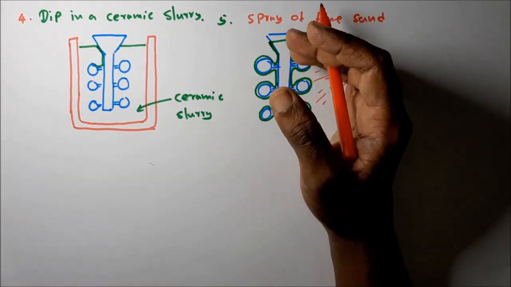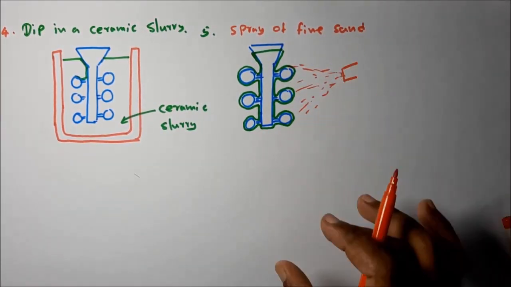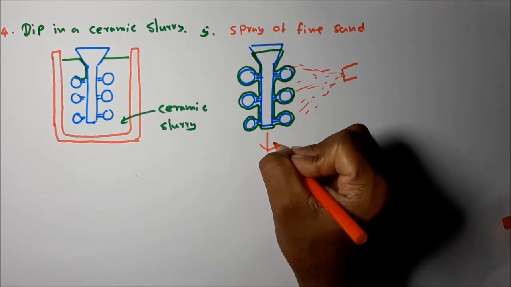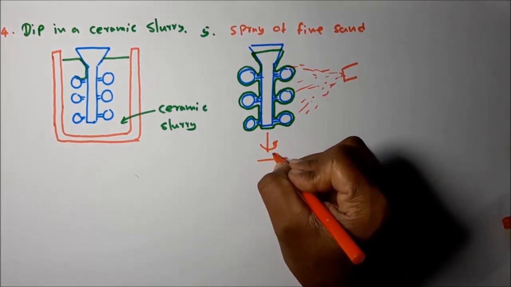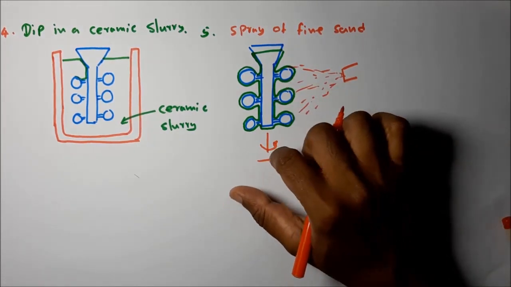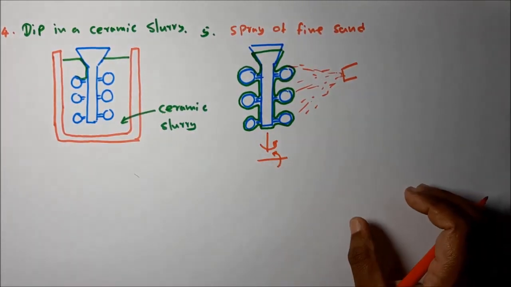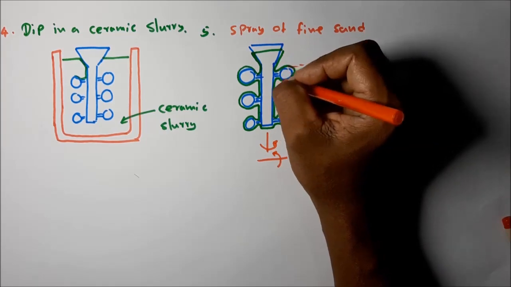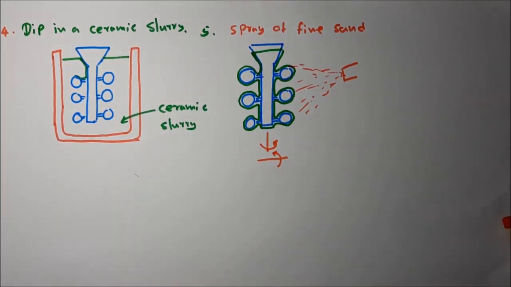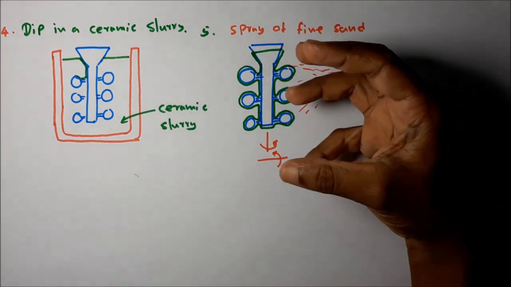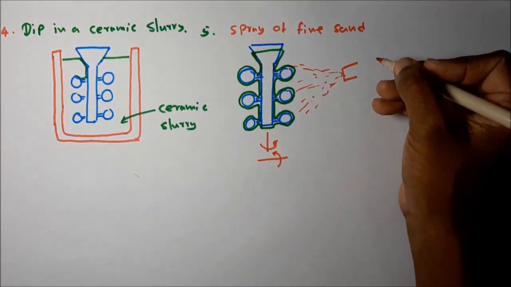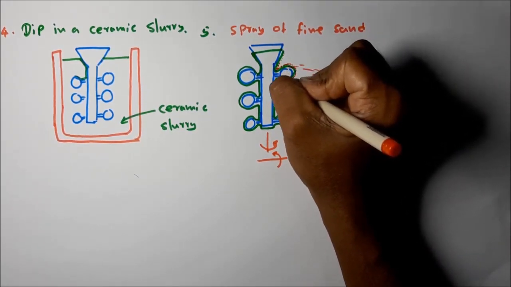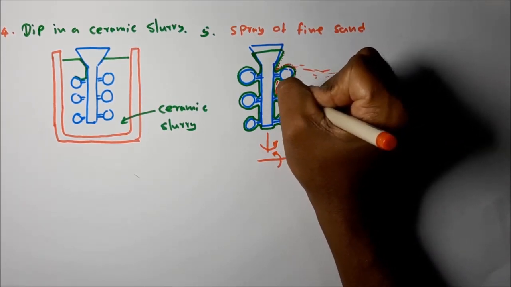The thickness also increases. While spraying this fine sand, this sprue rotates in two axes simultaneously. For this rotation, robot arms are used. The thickness increases because of the spray of fine sand, and the strength of the shell also increases because of these sand particles.